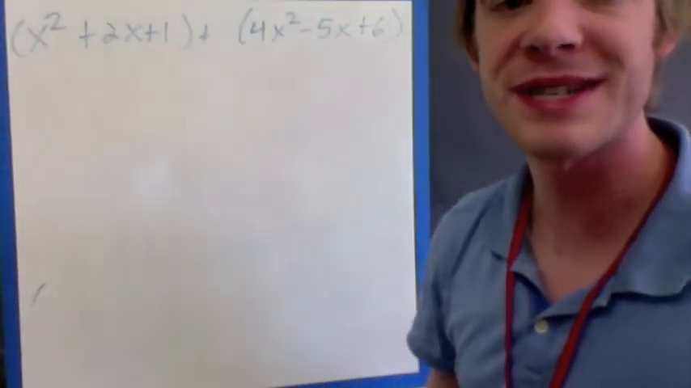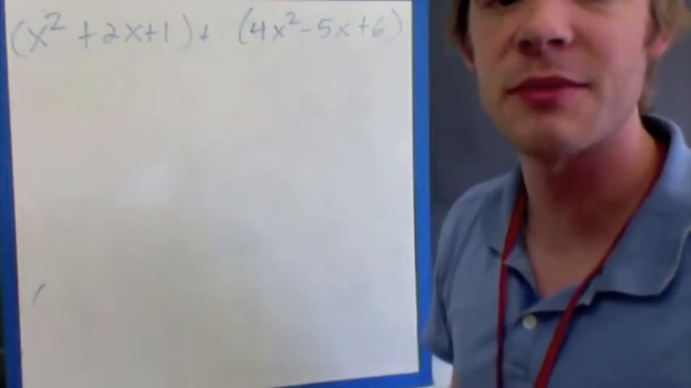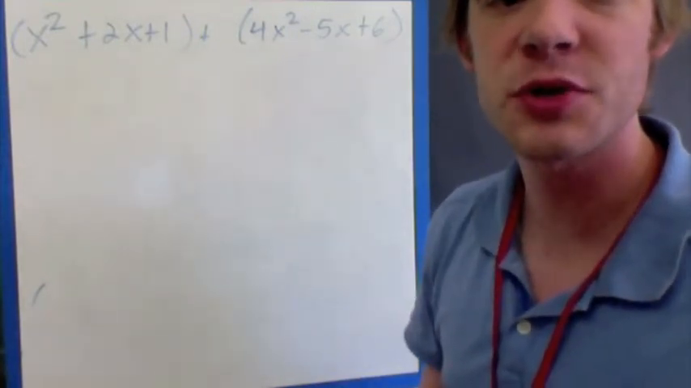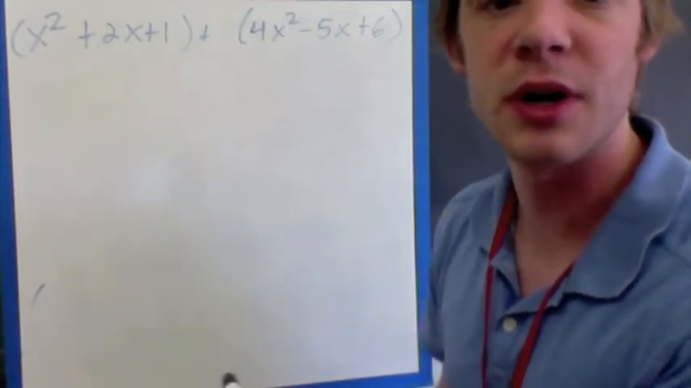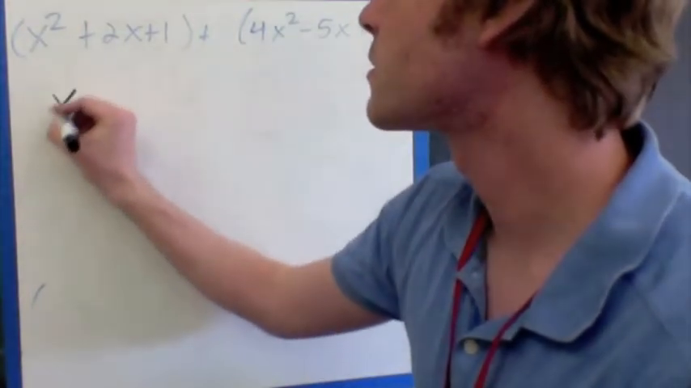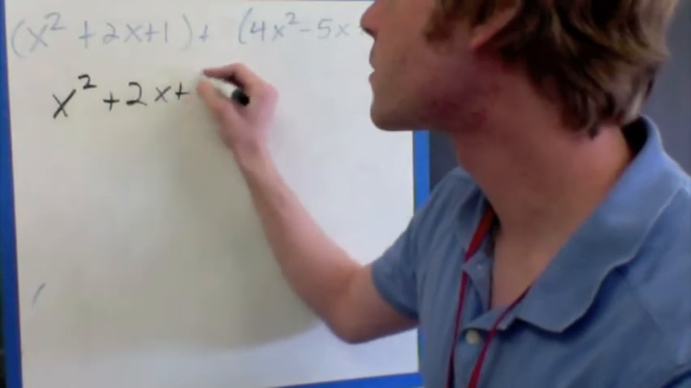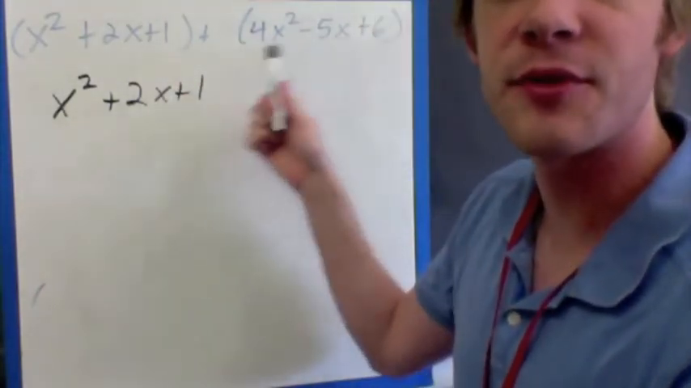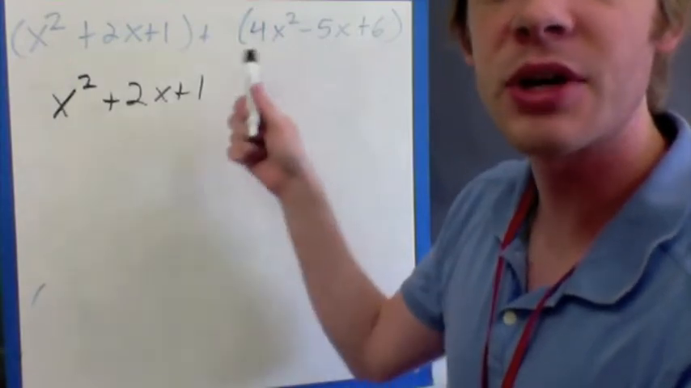We've got our first example right here, and whenever I have problems written out like this, I like to write them in vertical form. And that just means putting one on top of the other. So I'm going to have the x squared plus 2x plus 1 on top. And then I'm going to have the 4x squared minus 5x plus 6 right below it. And I'm going to line up my powers.